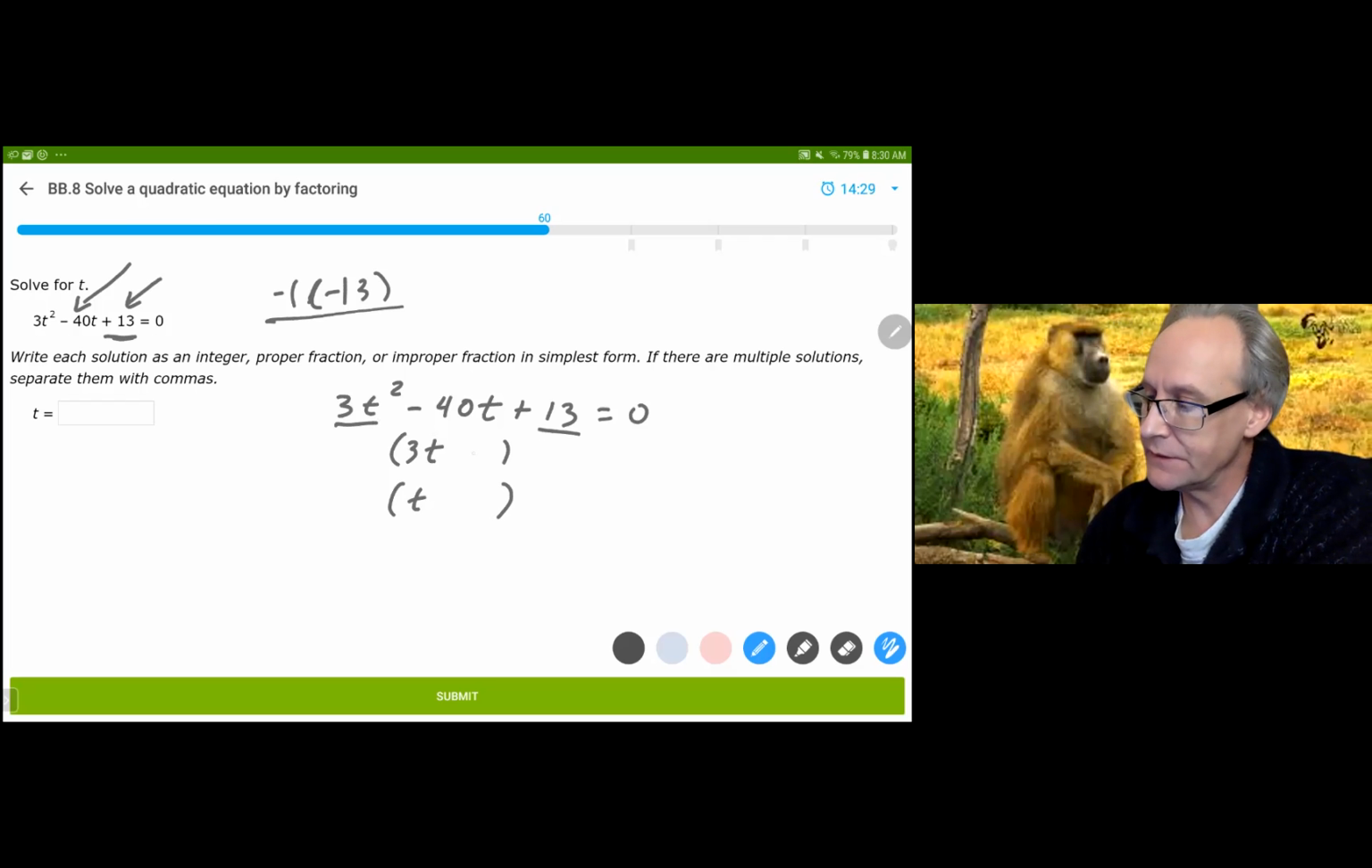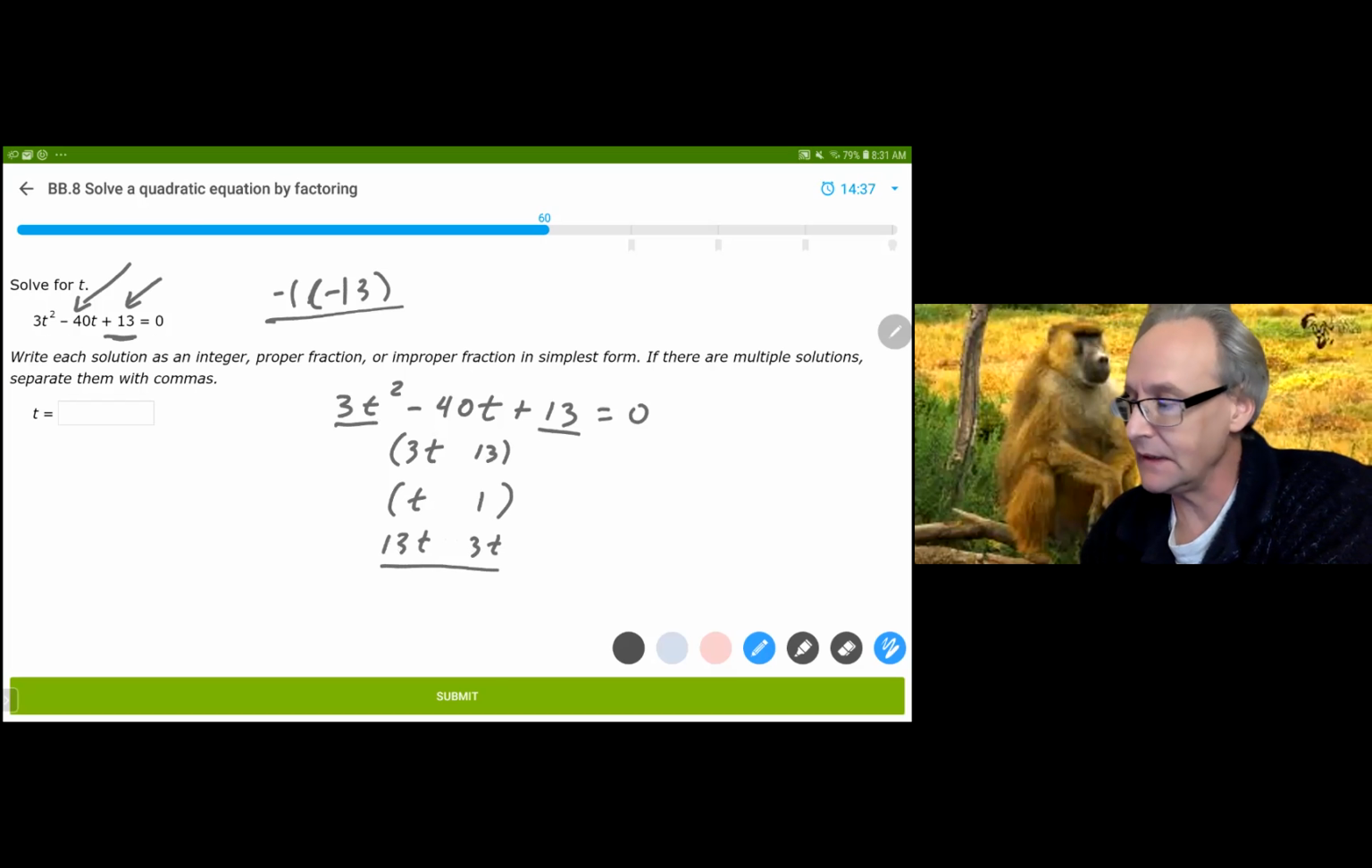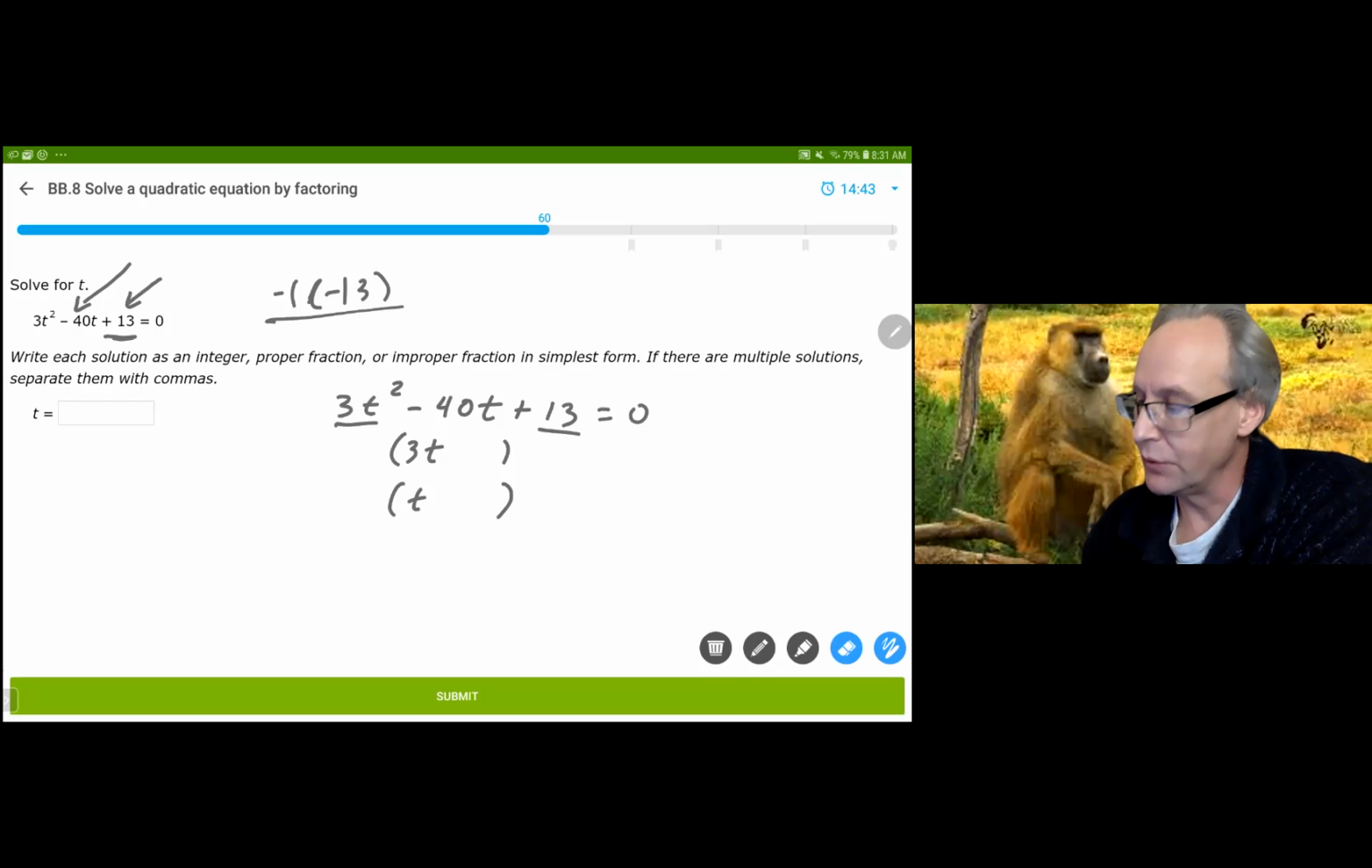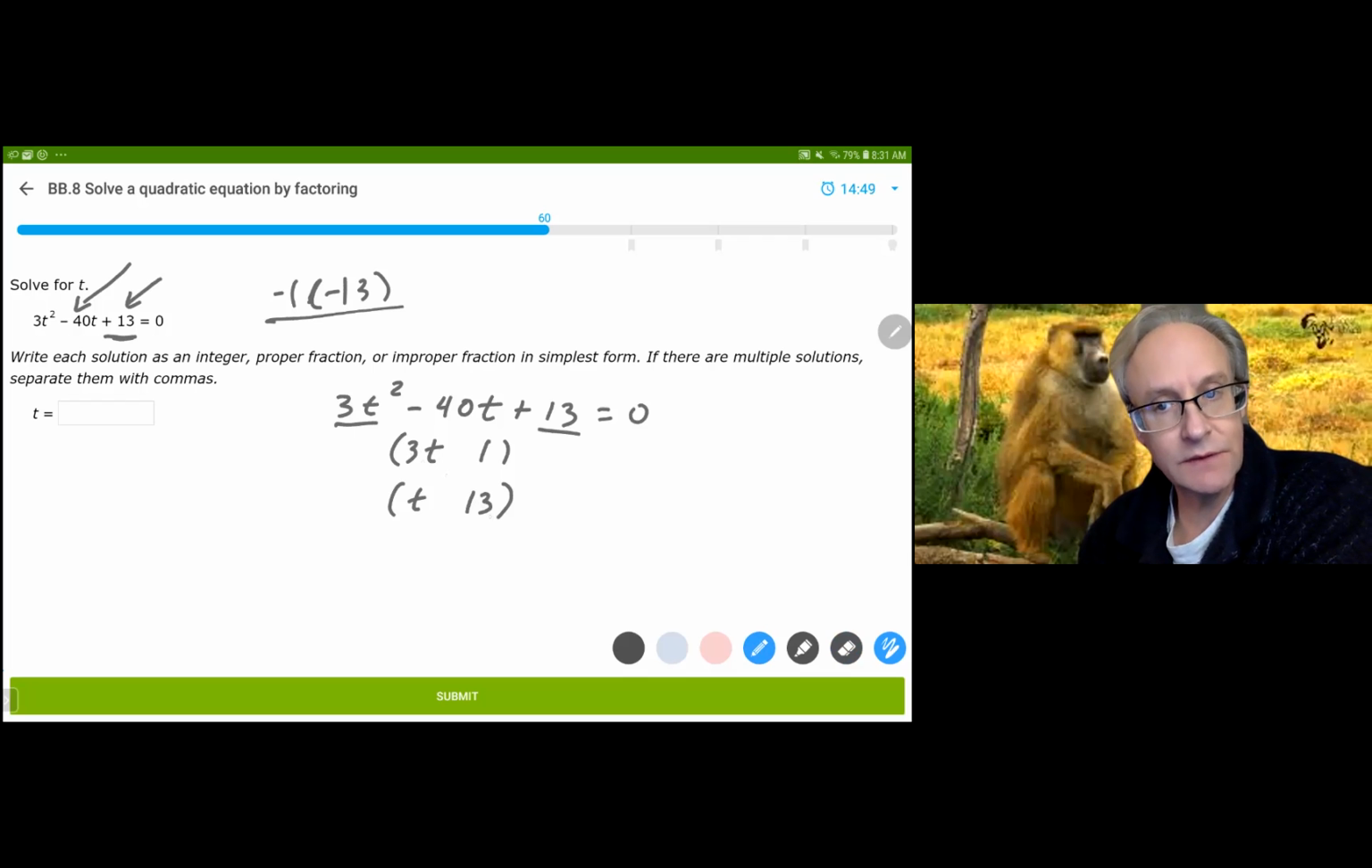Because if I put the 13 and the 1, then I get 13t and 3t, and when I add them, I get 16t. That's not what I want. I want a bigger number. That's why I put the 1 and the 13, and look what I get. 3 times 13 is 39, and 1 times t is 1t. And when we add those together, we get 40t.